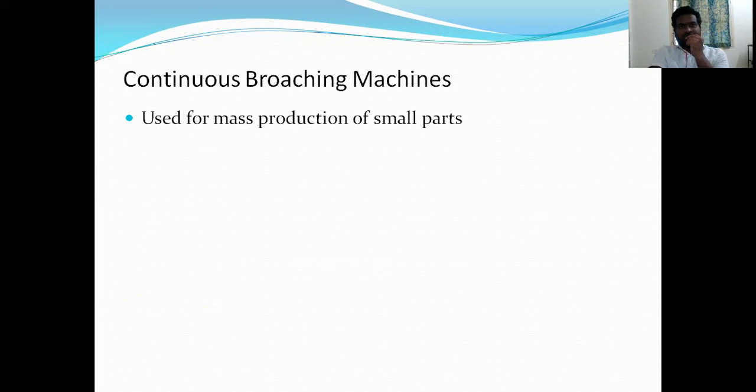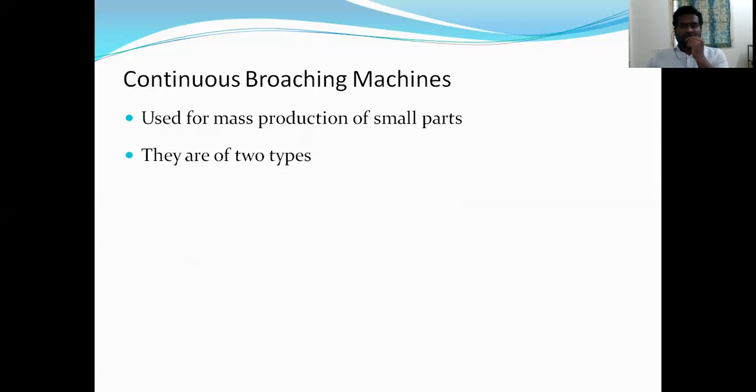Continuous broaching machines are used for mass production of small parts. We know that already. Mass production means the number of products is high, that means identical, similar parts. The same parts are produced in high volume, and that is called mass production. So continuous broaching machines are used to produce small parts in mass production.